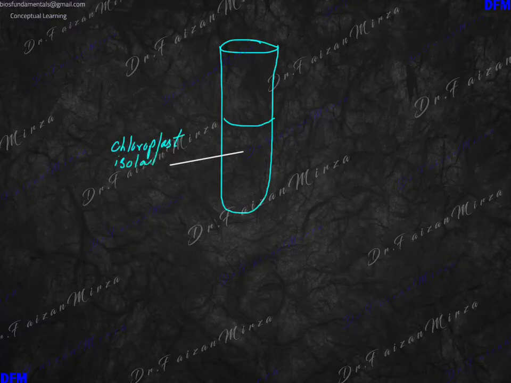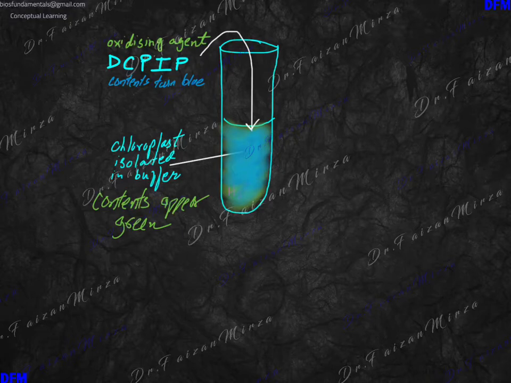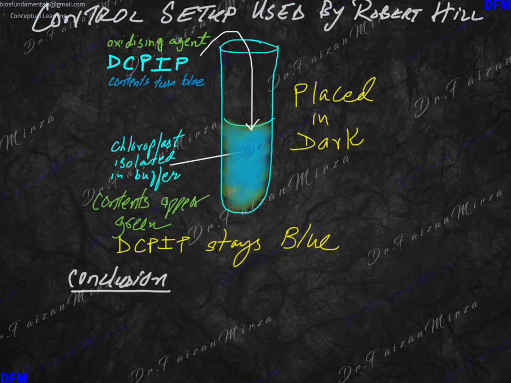The control for this experiment was the same: he again took the contents of a test tube, chloroplasts isolated in a buffer solution. They all appeared green. He added DCPIP, which was again blue, but this time he placed it in the dark. Since the light was not irradiated, water photolysis did not occur. What was the conclusion? The conclusion was that light energy is mandatory for splitting of a water molecule, which releases oxygen and hydrogens as well, and the hydrogens are then used up to reduce DCPIP. Since in the dark there is no photolysis of water, the hydrogens are not there, and when hydrogens are not there, DCPIP will not get reduced.